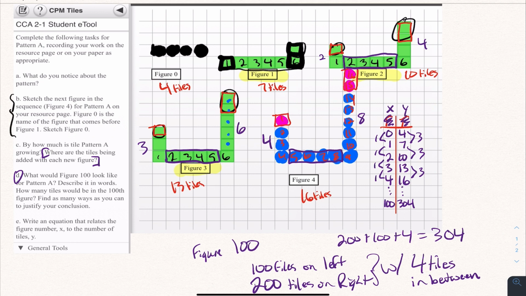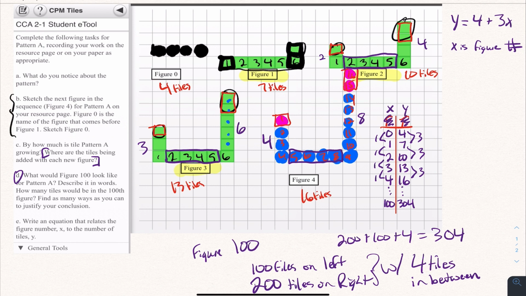So if the figure number is represented by x in our equation and y is the number of tiles, my number of tiles y is equal to 4, the starting 4, right, plus 3 times our figure number, which is x. So x is figure number. And let's see if that checks out, okay?